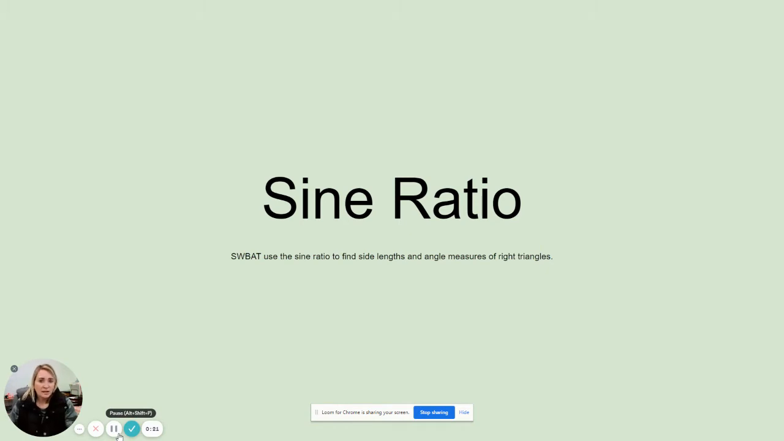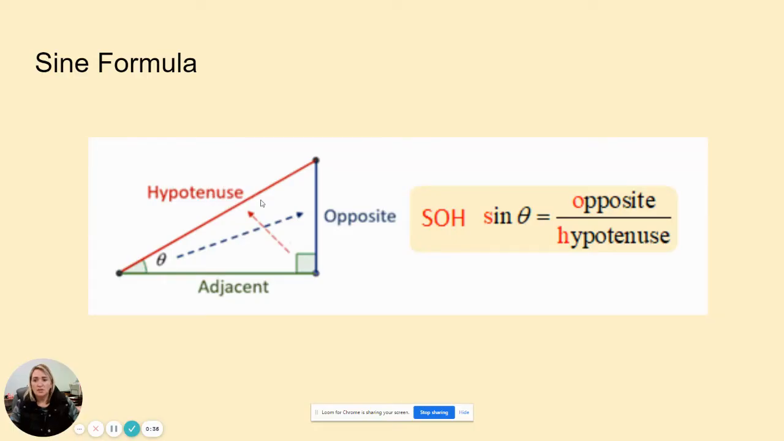Okay, so we've done tangent, which is opposite over adjacent, and now we're going to talk about sine, okay? And we're going to use the ratios, find our side lengths, and find our angle measures using the inverse, just the same way we did with tangent. So the sine formula is sine is opposite over hypotenuse. So we're still finding our opposite side the same way.